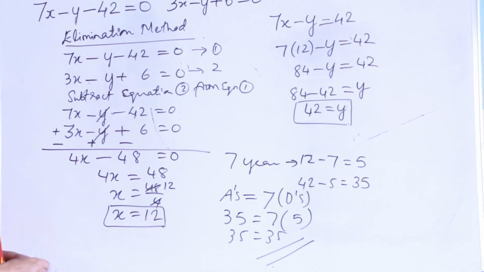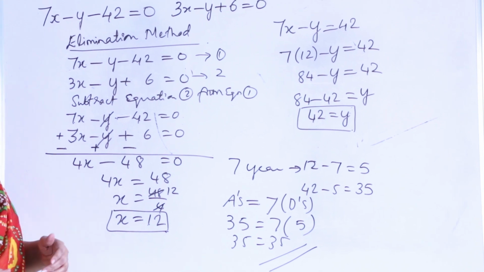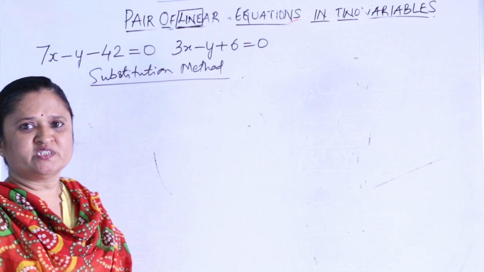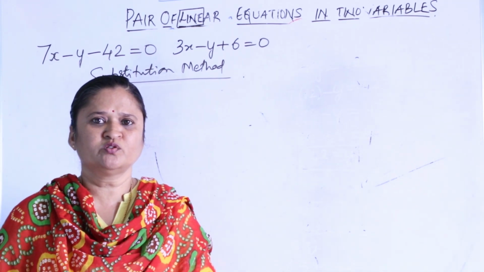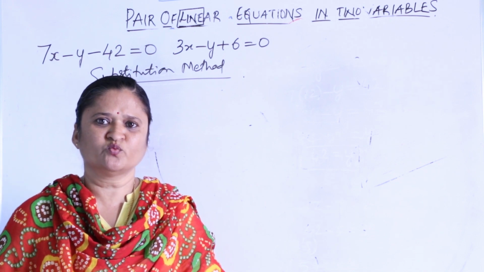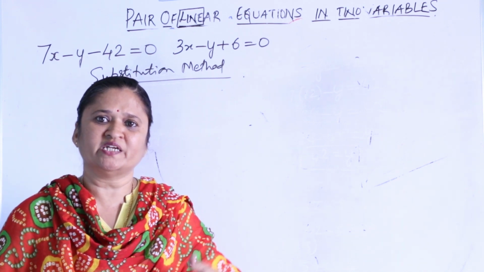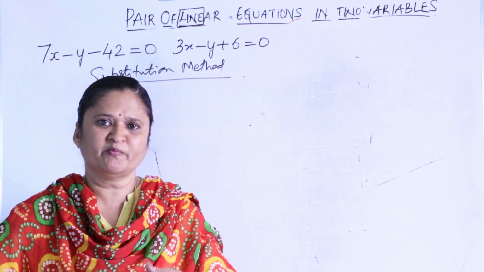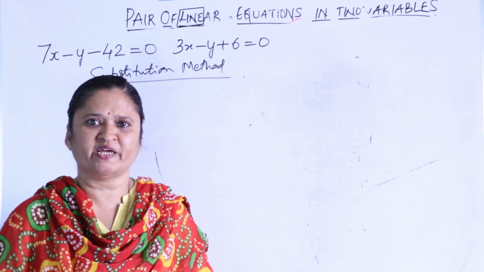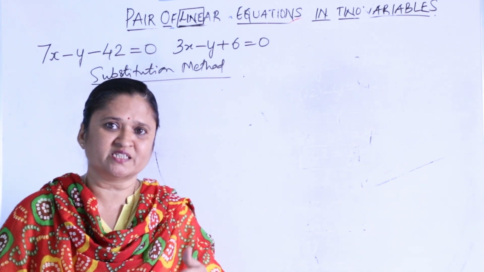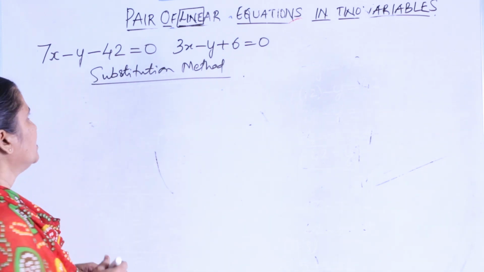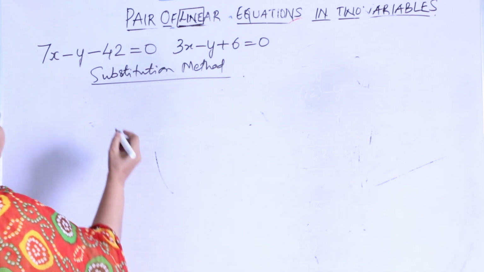Now, quickly I will show you how to use the second method, which is substitution method. Using the same two equations, we will see how to solve using substitution method. In this, what we do is we express one variable in terms of the other variable. Remember that we discussed while plotting the equations on Cartesian plane. So we use the same method. That is nothing but substitution method. We express one variable in terms of the other variable and we put that in the second equation.